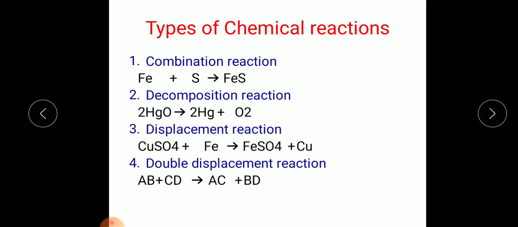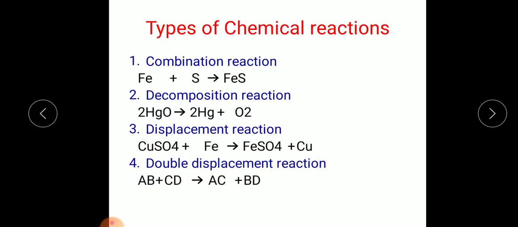Now the types of chemical reactions: combination reaction, decomposition reaction, displacement reaction and double decomposition reaction. So these are the types of chemical reactions, and we need to discuss their definitions and examples. Okay, so first is combination reaction.